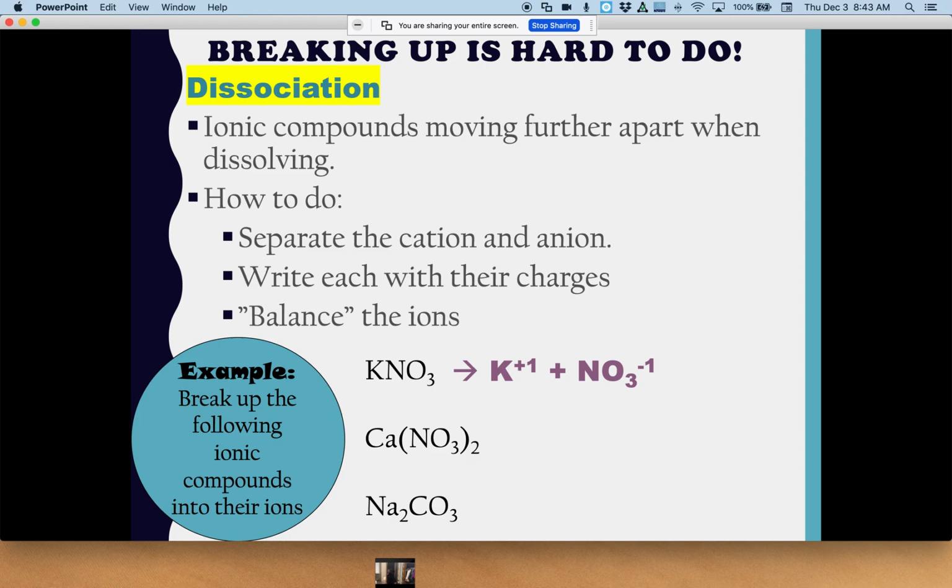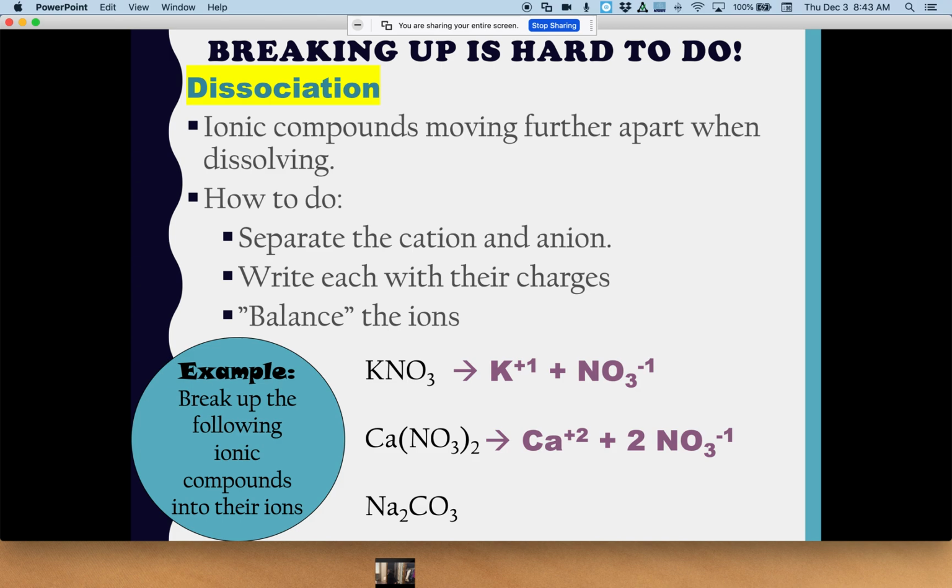If we look at the next one, again, it's ionic, calcium is a metal, nitrate, NO3, is a polyatomic ion, so it's ionic, it's an electrolyte. So how do we write it so that it breaks up into its corresponding ions? Well, I know it's going to be calcium and nitrate, so calcium is +2, nitrate's -1. But in the formula, because of those parentheses, I have 2 nitrates. And so that's going to translate into that coefficient of 2 that you see in front of the NO3. That's what we mean by balance the ions.